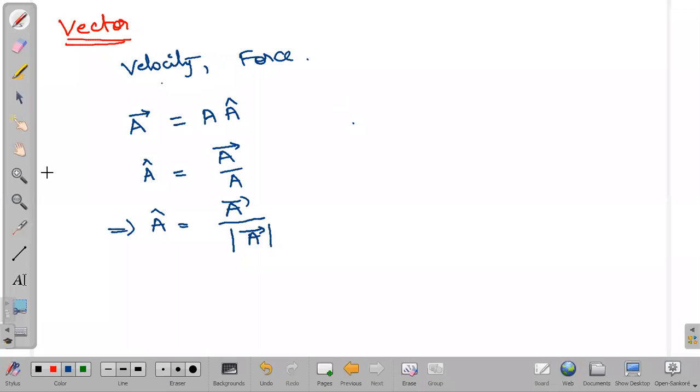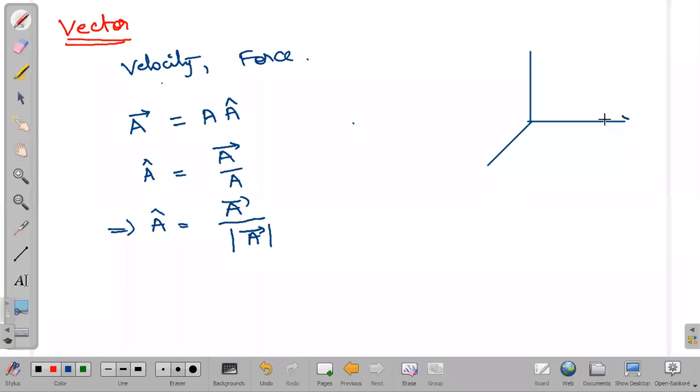And I spoke about orthogonal vectors. Orthogonal vectors are the vectors which lie along different axes: x-axis, y-axis, and z-axis if we have three dimensions. So what did we mention there? Suppose we take x, y, and z. Along x, if we have to write anything, we write i cap as the unit vector; along y we write j cap as the unit vector, and along z we write k cap as the unit vector.